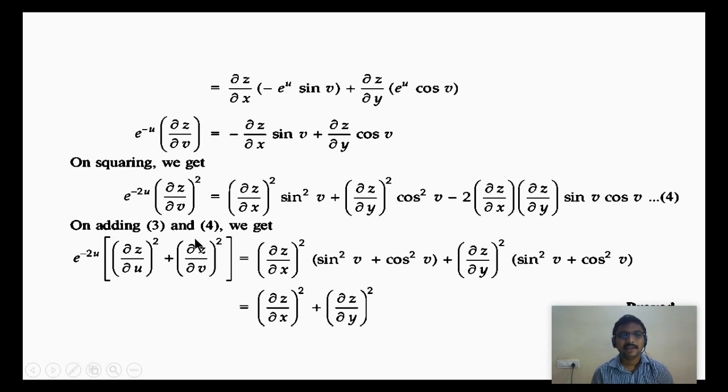On adding equations 3 and 4 and taking the common factor e^(-2u) and then simplifying, we will have sin² v plus cos² v value is 1. This gives the required second statement. Hence proved.